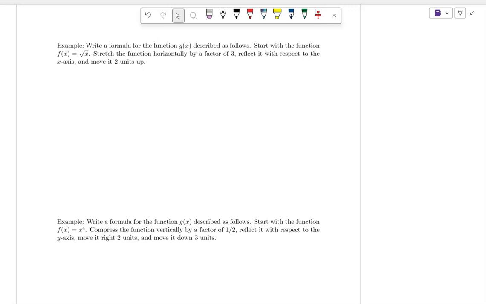Let's ignore the horizontal stretch for the time being. We'll come back to that one because that was the newer one that we just did. But let's do the reflect about the x-axis and move it up 2. If it's going to be reflecting about the x-axis, how do we handle it? How do we put in a reflection? What do we use? A negative. If it's going about the x-axis, should it be on the inside or the outside? Outside, because it's affecting the y's, right? That's vertical, right? So I should have a negative outside my square root. Okay? We'll do something on the inside here in a second.